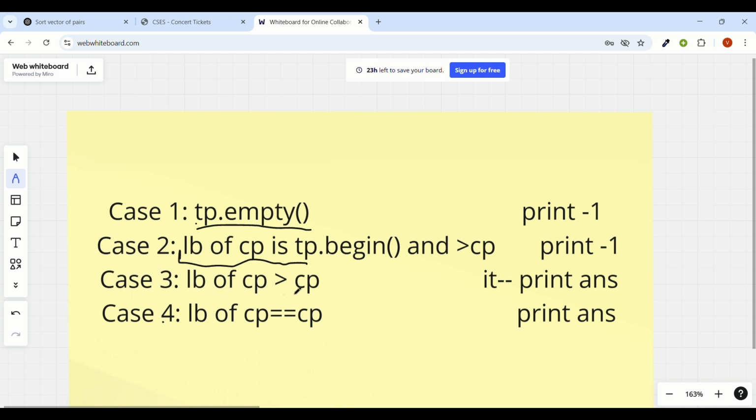Or else case 3 could be that the lower bound of CP is greater than CP.